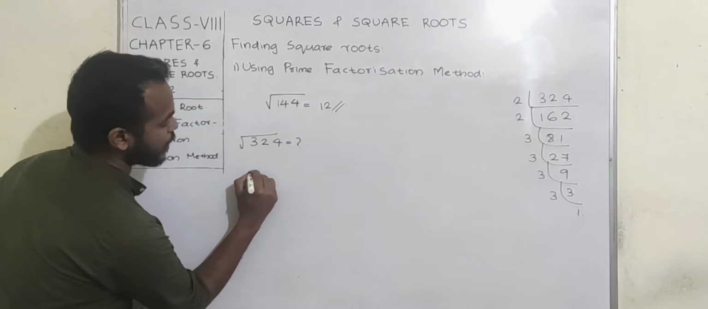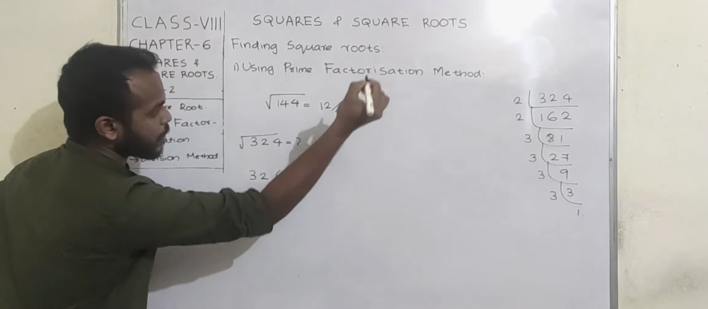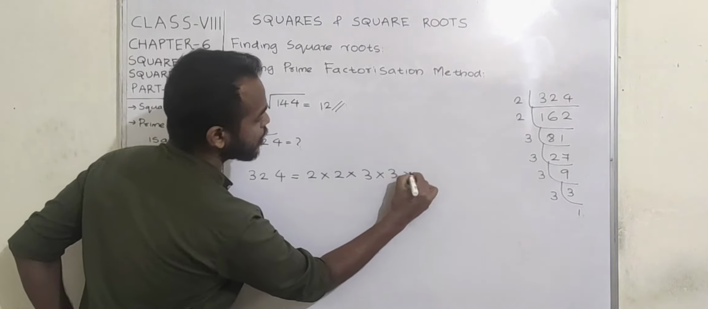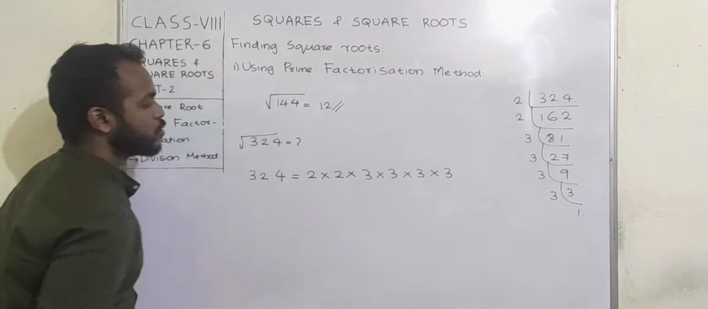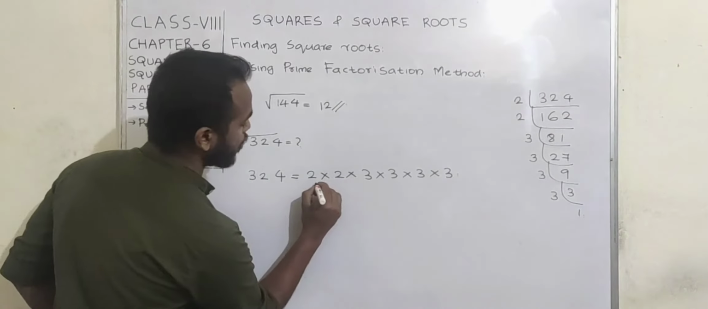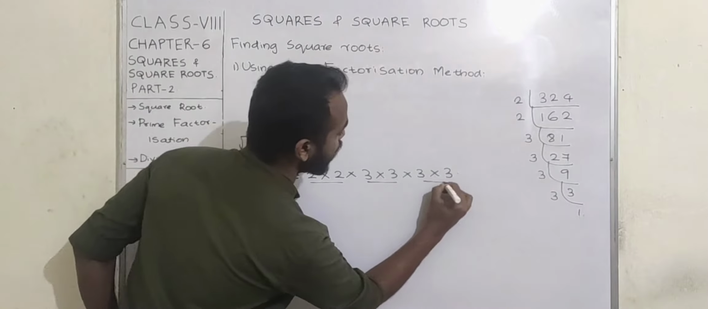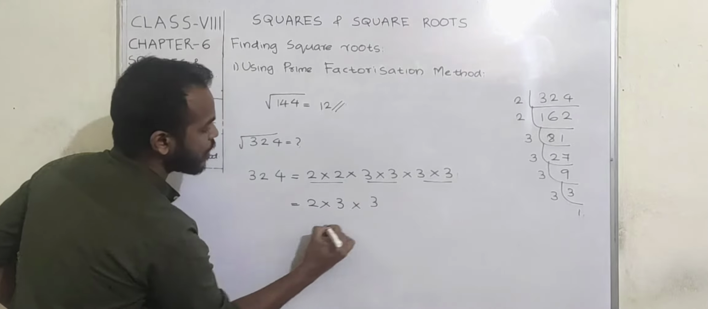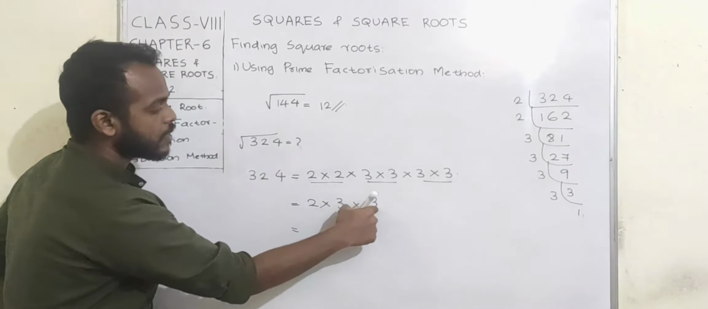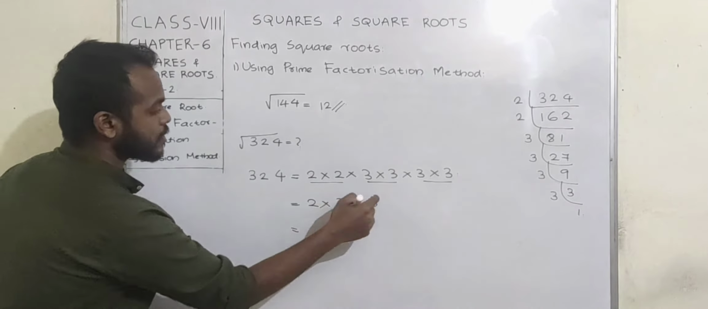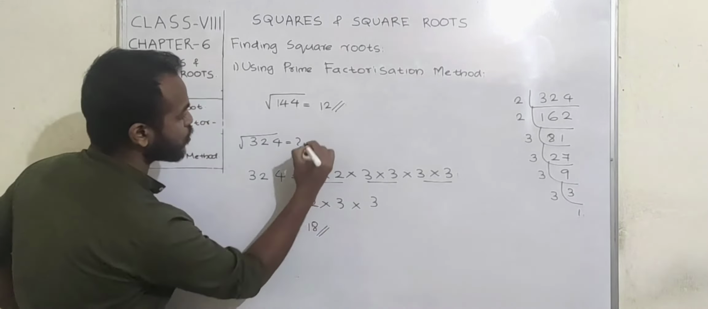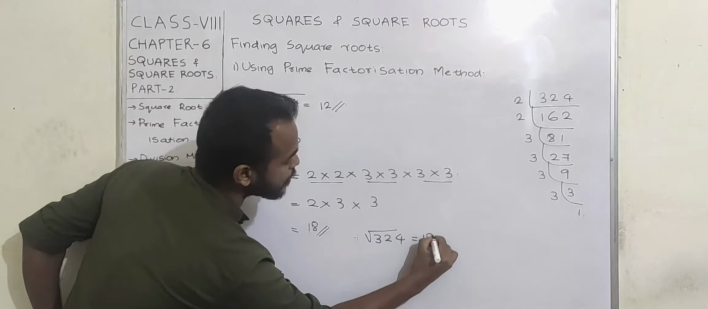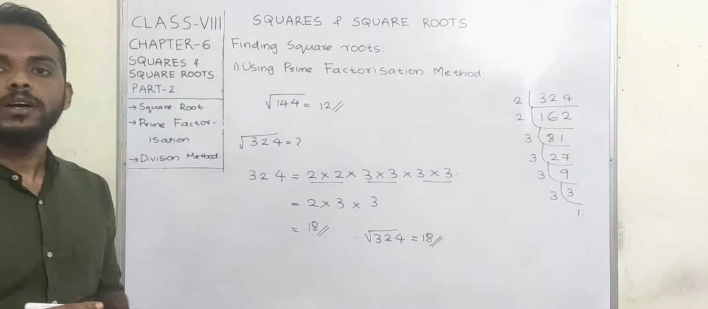Now, the next step is to write 324 as the product of the prime numbers that we have obtained: 2 times 2 times 3, 3, 3 and another 3. So next step, without wasting any time, let's make pairs. We have got 2 pairs, so one each from all the pairs: 2 times 3 times 3. That will give us 2 times 3 is 6, 6 times 3 is 18. So we can conclude root of 324 is nothing but 18. I hope you understood this one.